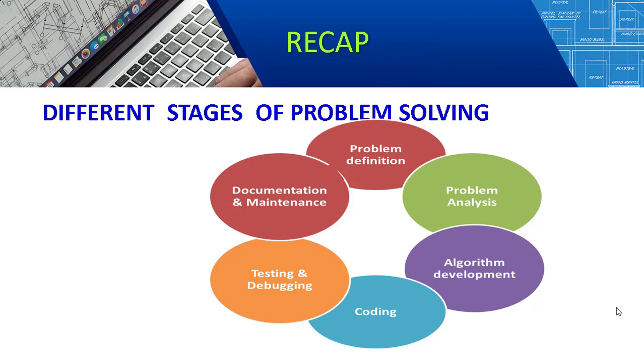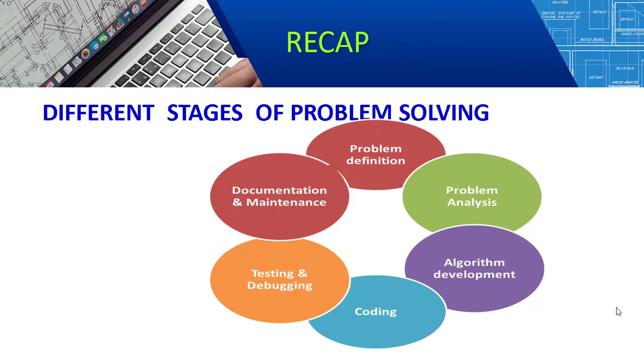The last stage of problem solving is maintenance. Program maintenance means a periodic review of the programs and modifications based on the user requirements. Programs that are developed become outdated with time. Sometimes errors may creep in. So depending on the changing rules and user requirements, the program needs to be modified. That will be done during the maintenance stage. So these are the different stages of problem solving. That is, the first one is problem definition, defining the problem.